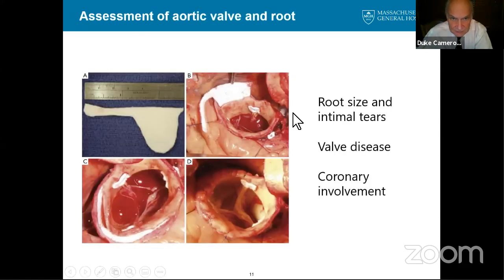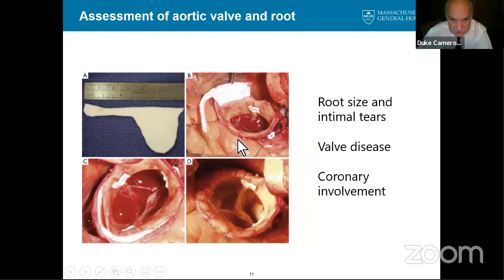And in that situation too, you might not want to clamp, and you'll just hope that the aortic valve is competent. Once you've opened up the ascending aorta, you need to assess the root and figure out if there are intimal tears or just dissections of the sinuses. It's a big difference, because if there are intimal tears, you'll probably need to replace the aortic root.